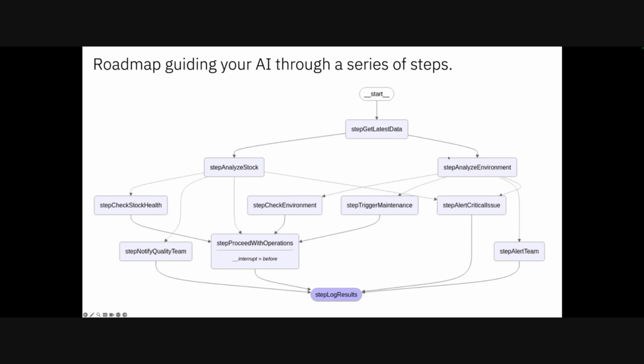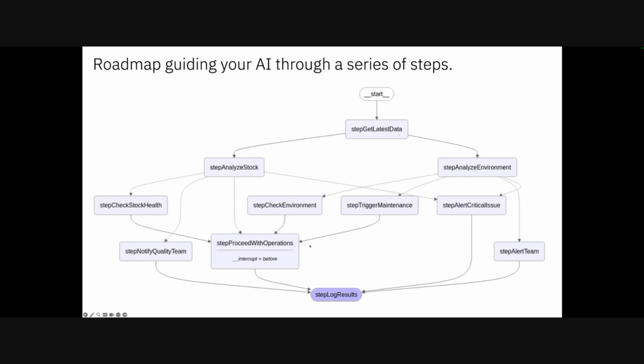So LangGraph lets us do things in parallel as well in a very, very simplistic way without having to really worry about what the code looks like. The dotted lines are conditionals. So you can see, for instance, after this step, analyze stock, depending on how we analyze the stock, it can either notify the quality team, check the stock health, do various things. And these edges as well are functions in our code that pretty much will return, based on the current state of our graph and different aspects, what node to move to next.